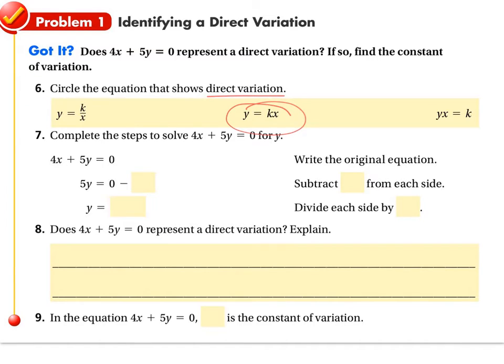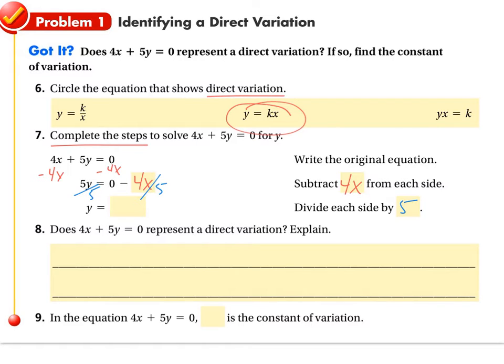So if we have a different type of equation, we need to rearrange it to put in that format to see if it works. So let's do that. First, to complete the steps, we write the original equation. And then we're going to subtract 4x from both sides. So I'm going to get 5y equals 0 minus 4x. Now I'm going to divide both sides by 5.